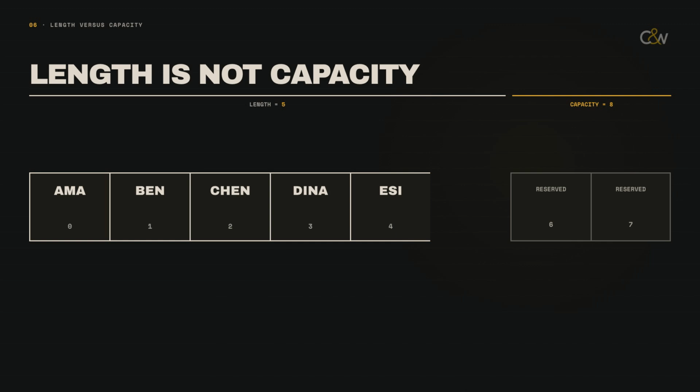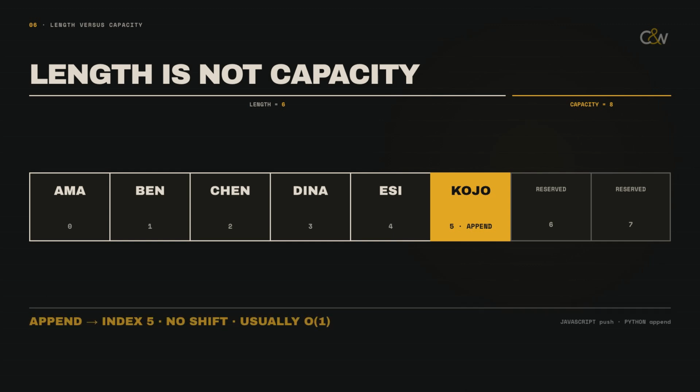To append Kojo, the container writes Kojo into the next free slot, index 5, then changes the length from 5 to 6. It does not shift Amma, Ben, Chen, Dina, or Essie. It already knows the next position from the length. When spare capacity exists, appending takes constant work, usually O(1). In JavaScript, push does this job. In Python, it is append.